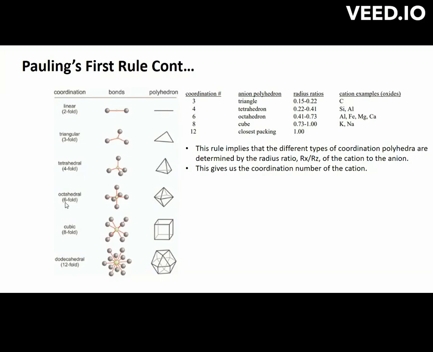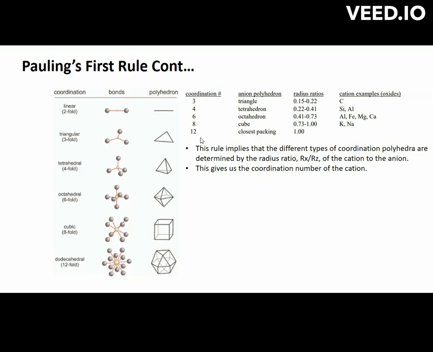Now the octahedral has 6-fold coordination. It means we've got 1, 2, 3, 4, 5, 6 anions, which is why we say it's 6-fold coordination. But with a cubic, we have 8-fold coordination. With the closest packing, we've got 12 anions surrounding the cation.